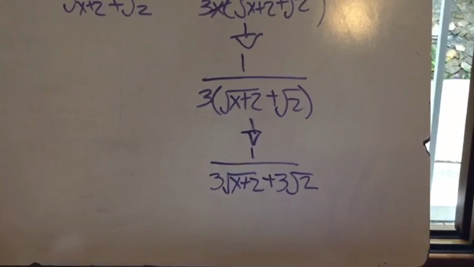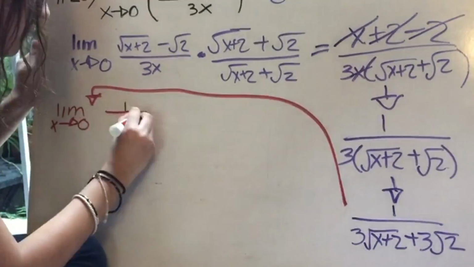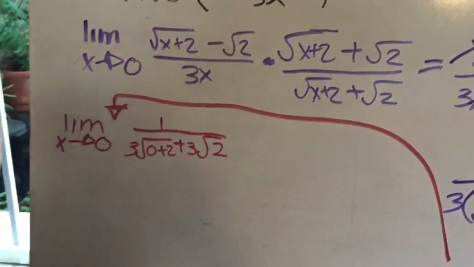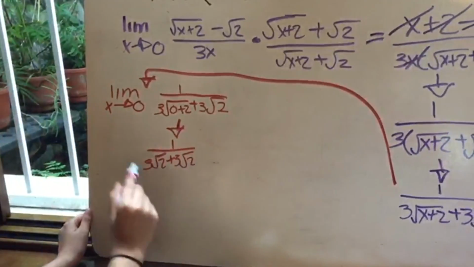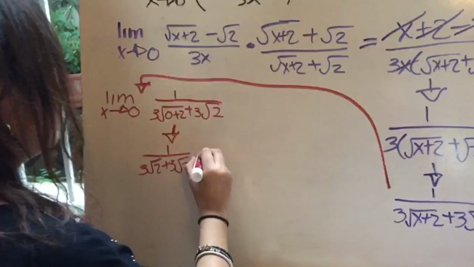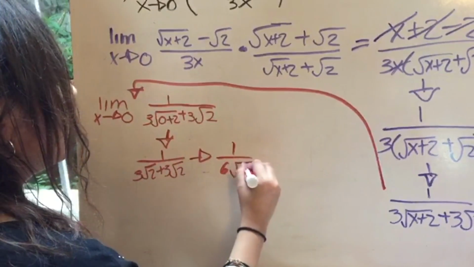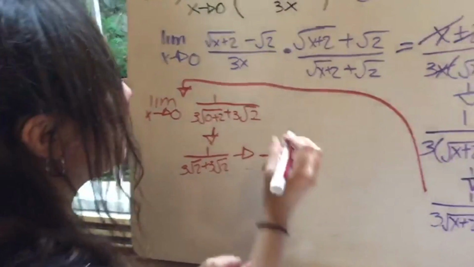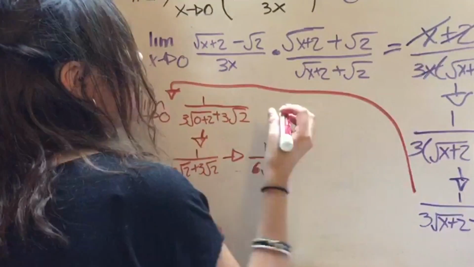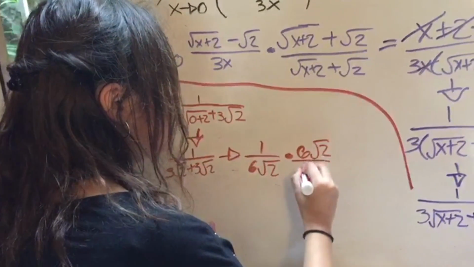Now that we have everything factored out, we're going to substitute the x with the 0, which finally gives us 3 square root of 2 plus 3 square root of 2, which gives us 1 over 6 square root of 2. But remember, we can never have a square root on the denominator, so we're going to multiply the denominator on both numerator and denominator.